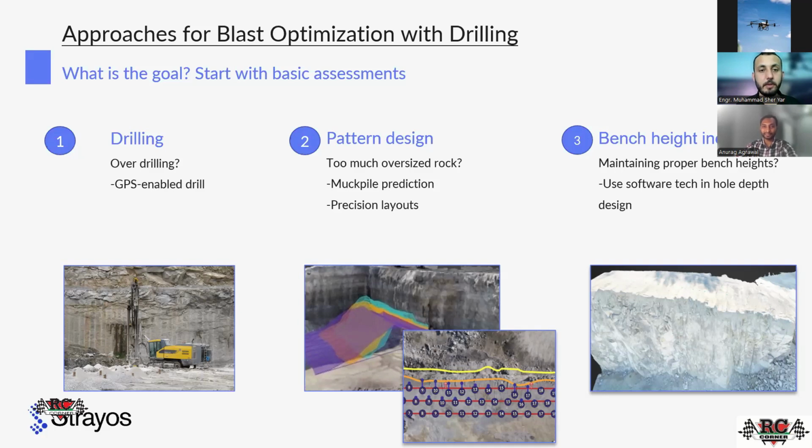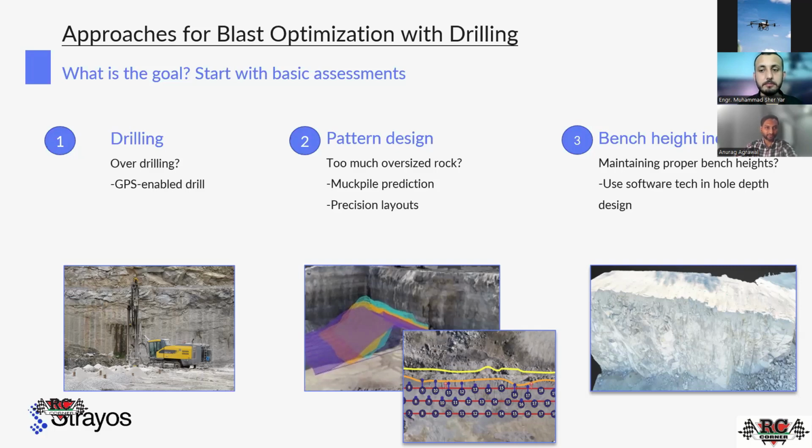Bench height inconsistency, definitely because of the bench height inconsistency, there is a deviation in the floor plane, and because of that undulation has happened, and that affects the movement of the dumper as well as the drilling machines. So what is the goal?